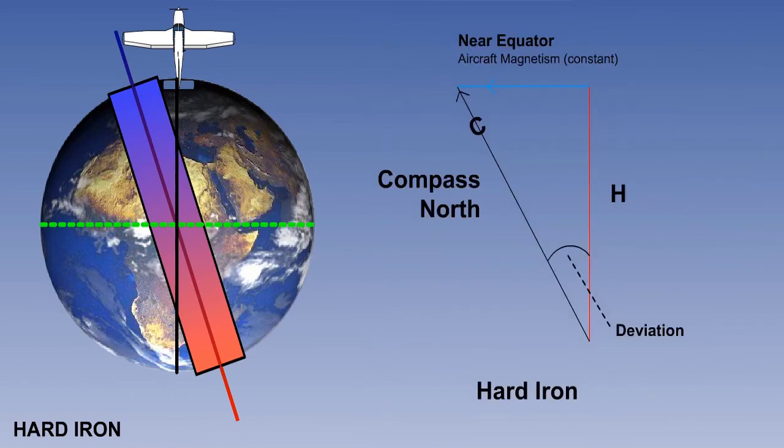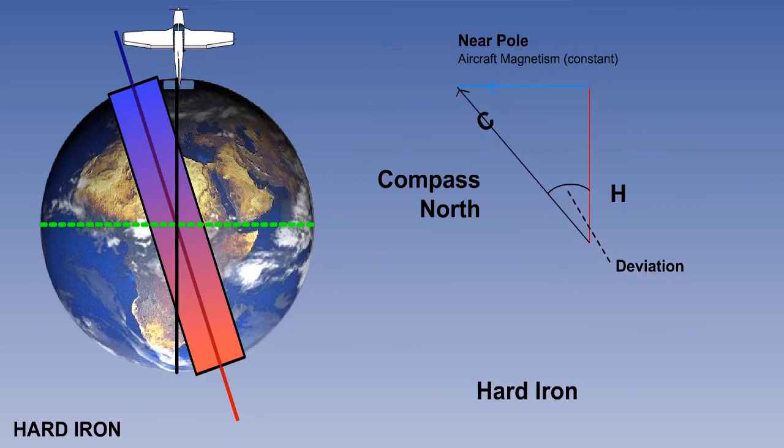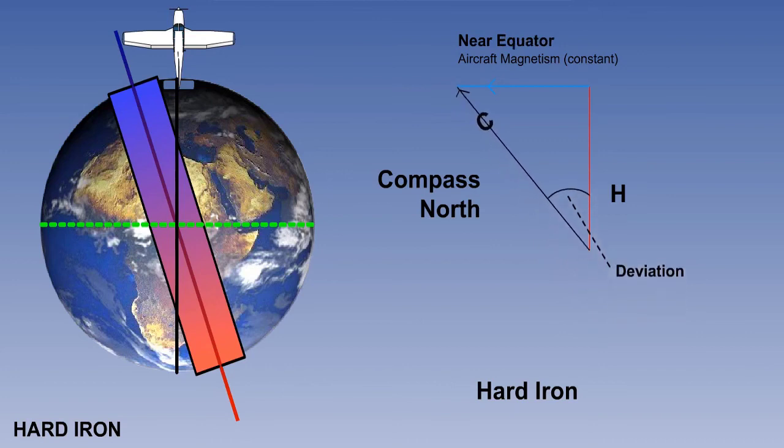Let's look at the effect this will have on deviation. We know that aircraft magnetism due to hard iron can be assumed to be constant, and we can represent this constant by the blue line here. As the directional strength of a compass needle is governed by the strength of the Earth's H component, represented here in red, we can see that deviation will be low near the equator, but will increase towards the pole as the effect of the H component decreases. We can say therefore that with hard iron, aircraft magnetism does not change with magnetic latitude, but deviation will change with magnetic latitude.